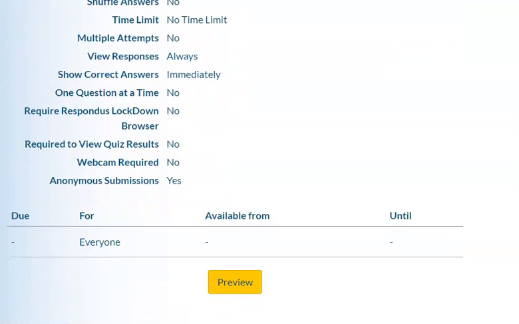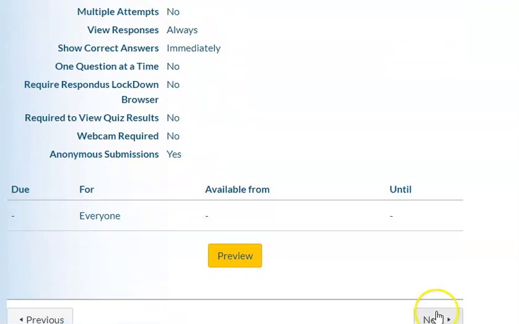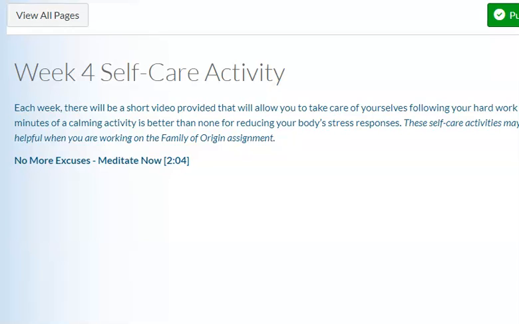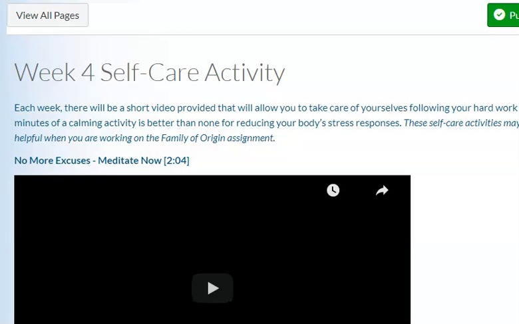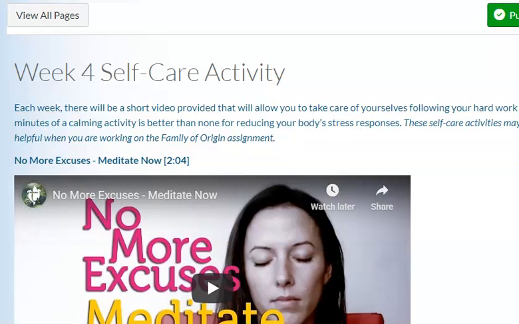So those are the assignments for this week. I look forward to reviewing and again, always remember the self-care activity. It is encouraged for you to complete that, but it is not graded. So again, I look forward to reading your post, to looking at your family of origin paper, and to reviewing the final genogram submission. It is a very, very busy week.